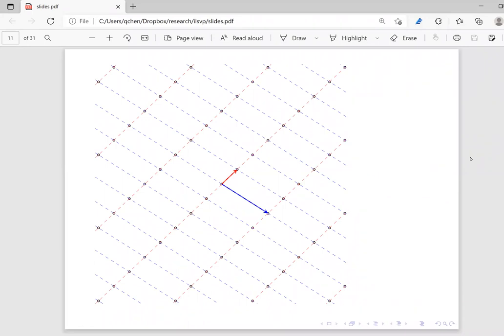And then here we have this fundamental domain. The volume of this fundamental domain is the determinant of the lattice. So the determinant measures the size of the lattice.